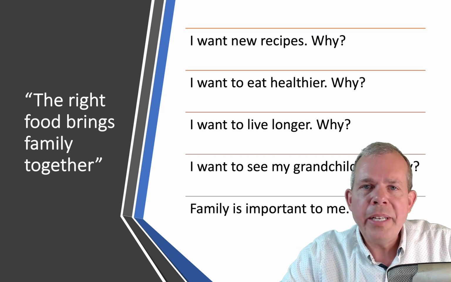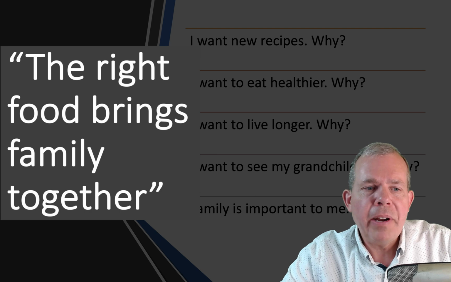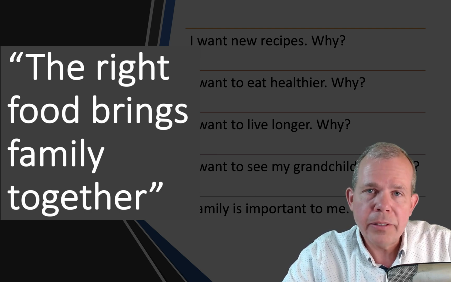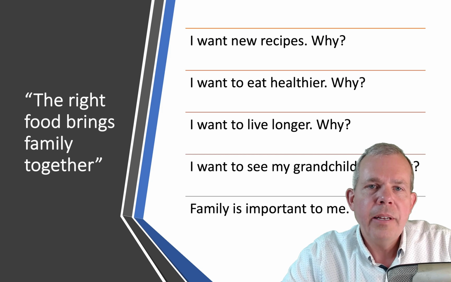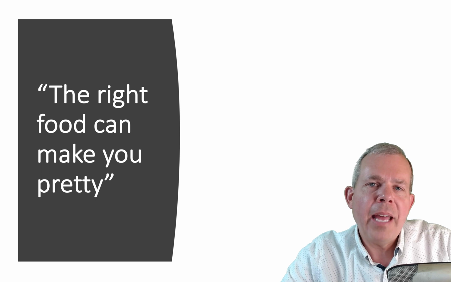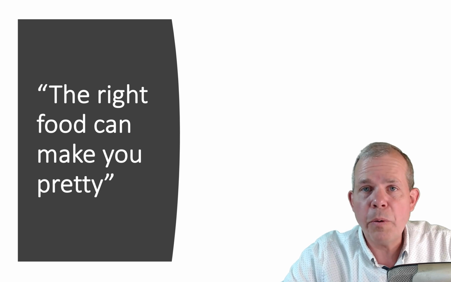And so if we're building an app to serve this person, we would have maybe a slogan, right? This on the left side, it says the right food brings family together. Now that sells to this person in particular. But we might ask the same question and get different results. So we might have to slant our advertising or the design of our app to this. The right food can make you pretty. So listen to this question.